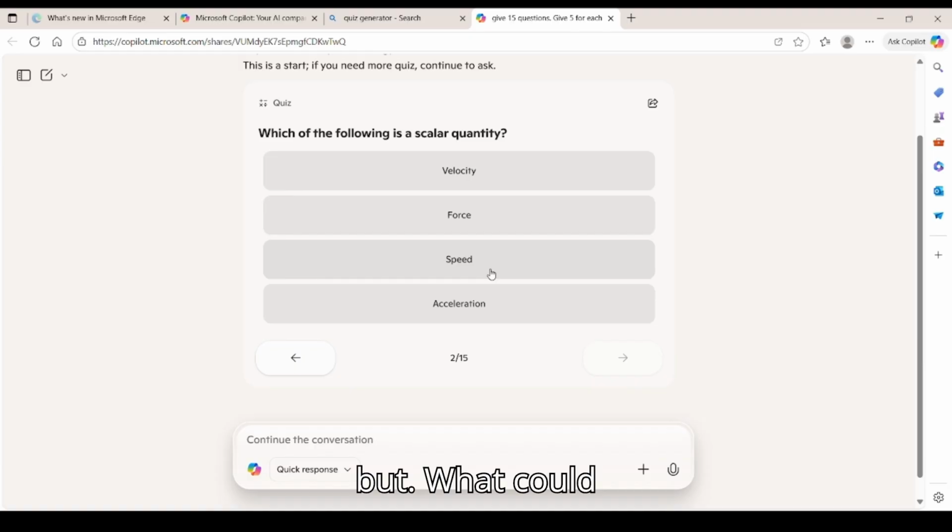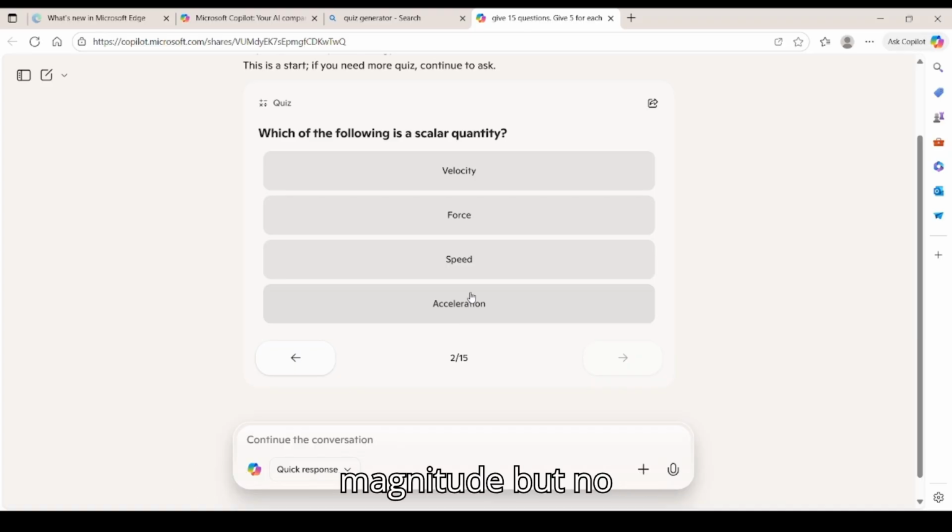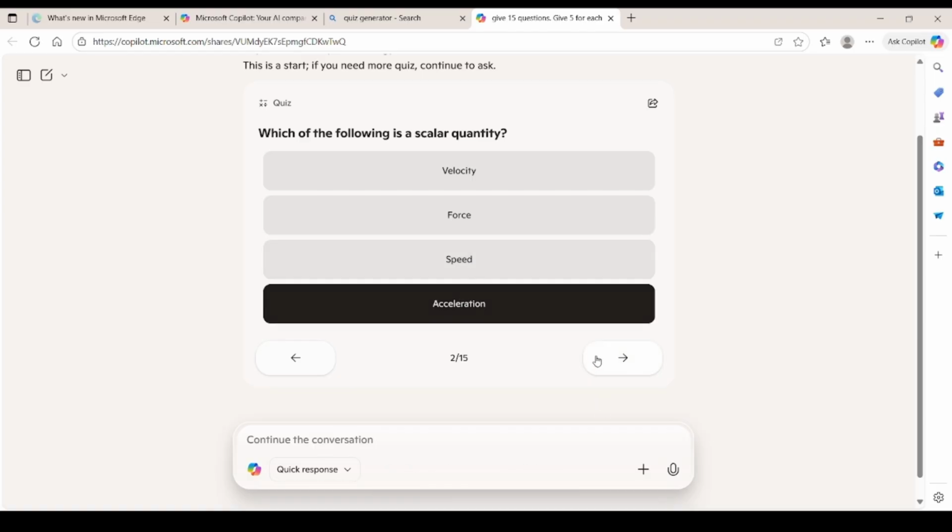But what could it be? Speed is basically distance over time. Acceleration, what has direction but no magnitude, or what has magnitude but no direction? Because something is scalar. I'll go with acceleration. No, wait. Speed.